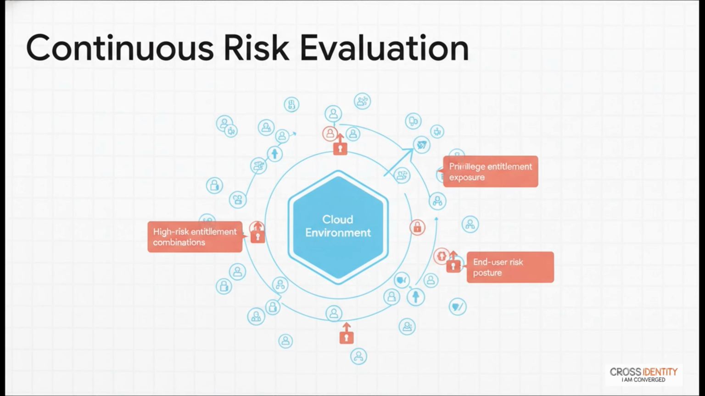And that is exactly why you need to be evaluating risk all the time. Cross-Identity bakes risk management right into the governance process. It's constantly scanning for things like dangerous role assignments, potential privilege escalation paths, or those super risky combinations of entitlements. So if a user's risk profile suddenly changes, their access can be reviewed automatically.